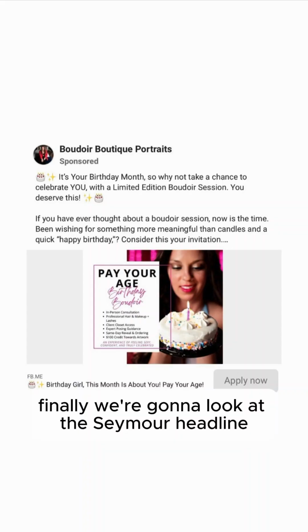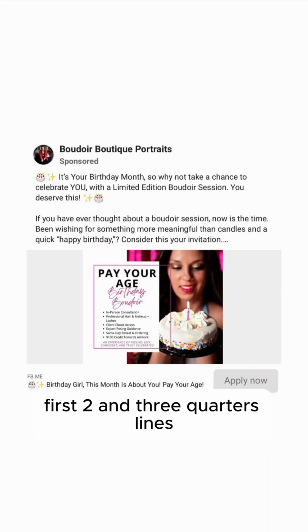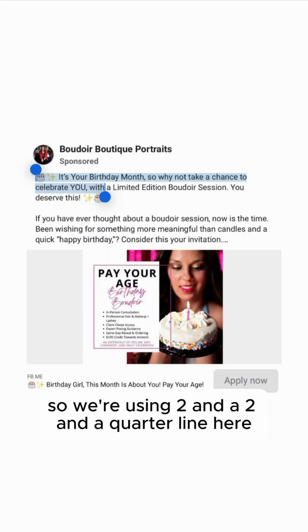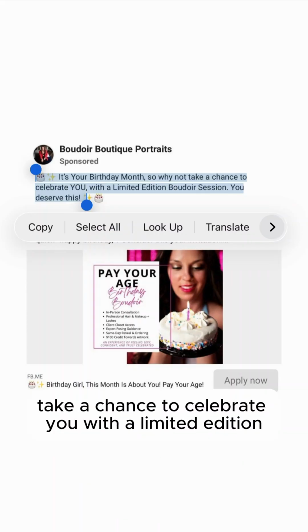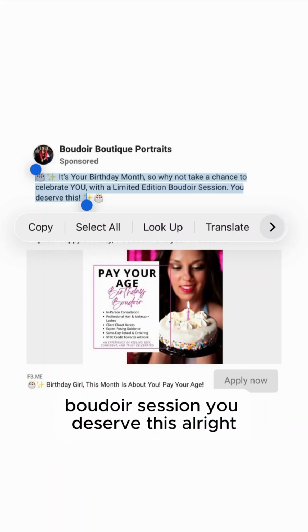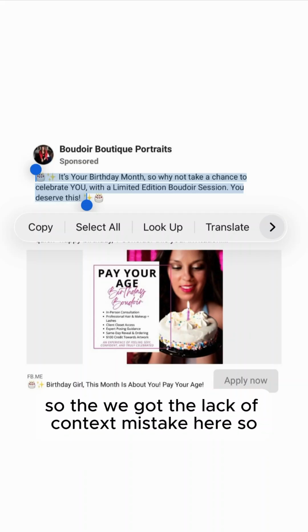Finally, we're going to look at the See More headline, the first 2 3/4 lines in the Facebook mobile news feed. So we're using 2 1/4 lines here. "So it's your birthday month, so why not take a chance to celebrate you with a limited edition Boudoir session? You deserve this." All right, so we've got the lack of context mistake here.